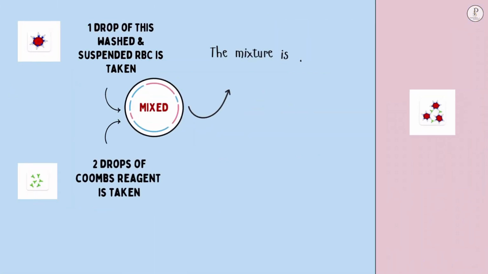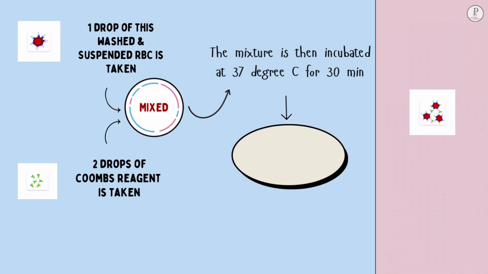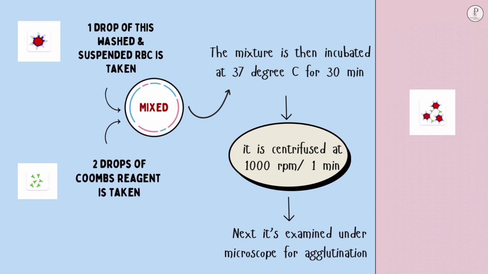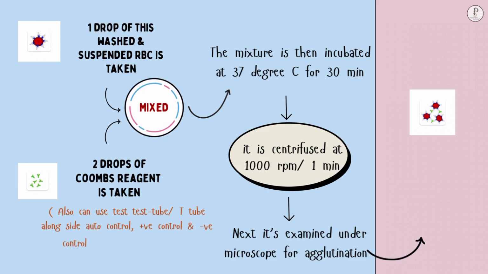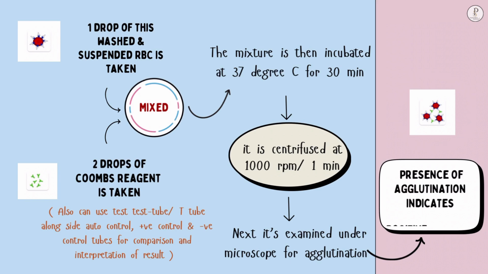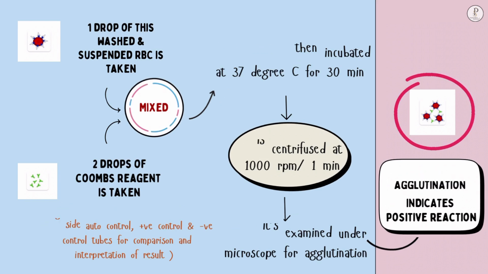The mixture is then incubated at 37 degrees Celsius for 30 minutes. It is centrifuged at 1000 rpm per minute. Next, it is examined under microscope for agglutination. One can also use test tubes alongside autocontrol, positive control and negative control tubes for comparison and interpretation of result. Presence of agglutination indicates positive reaction.